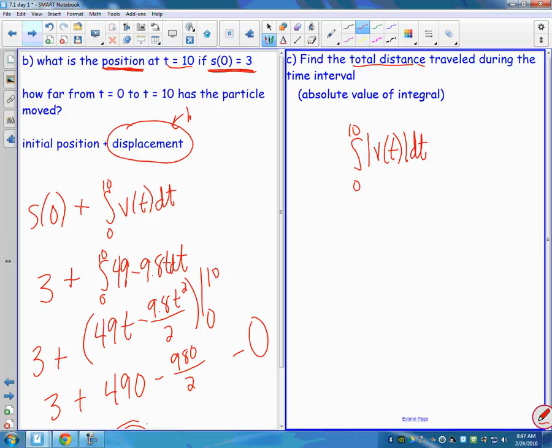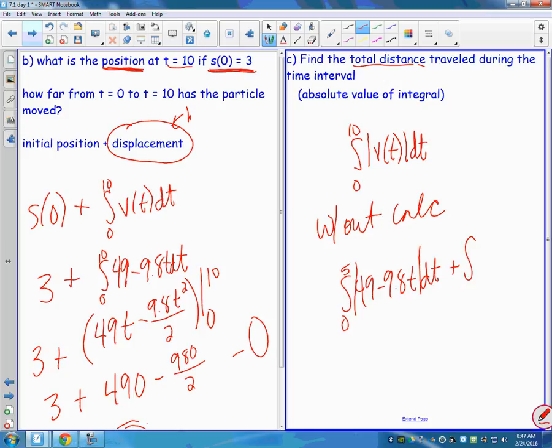If this was without a calculator, remember with absolute value, you have to break it up by the 0, right? If you don't break it up by the 0, you're still just gonna get that it cancels out. So without a calculator, you have to break it up at the 0. So you're gonna have to do from 0 to 5, the absolute value of 49 minus 9.8t, and the integral from 5 to 10, because you have to break it up at the 0.